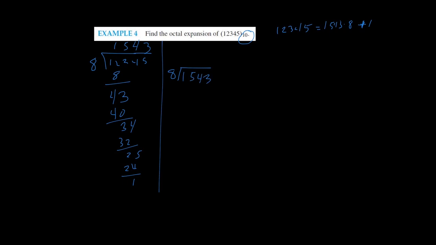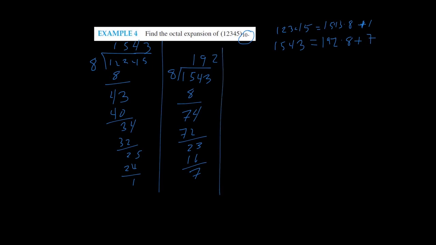8 goes into 15 one time. And when I subtract, I will get 7. Bring down the 4. 8 goes into 74 9 times. Multiply and get 72. Subtract, bring down the 3. 8 goes into 23 2 times. So it's 16 and a 7 is my remainder. So now I write 1543 is equal to, my new quotient is 192 times my divisor plus my remainder, and the remainder this time was 7. And then we keep going with this.